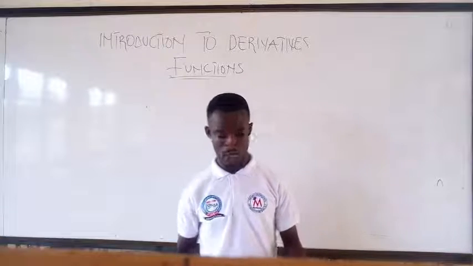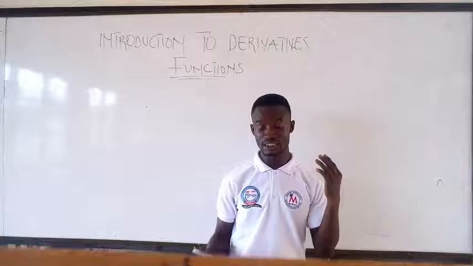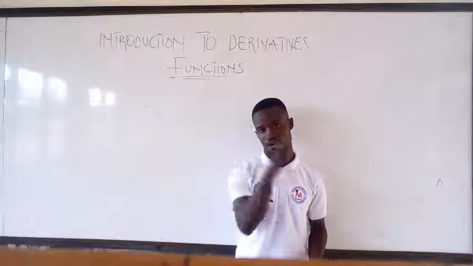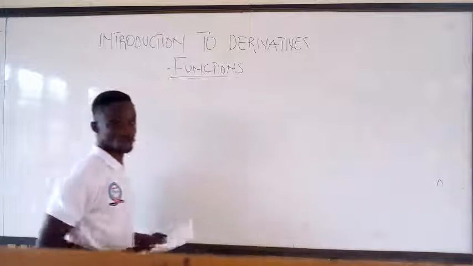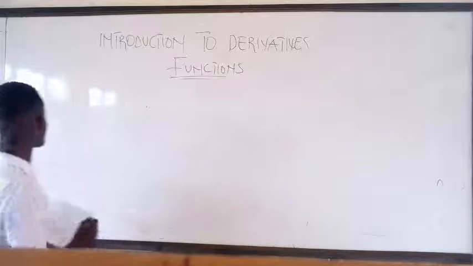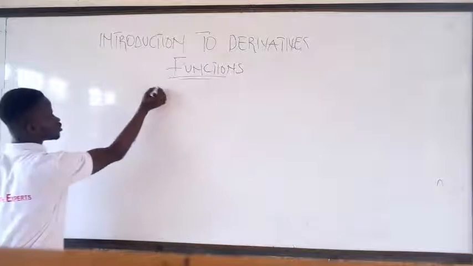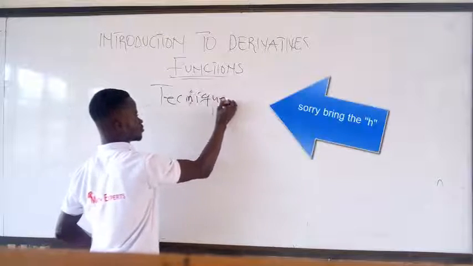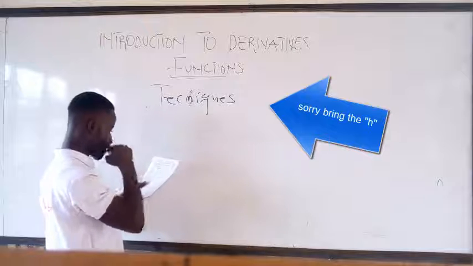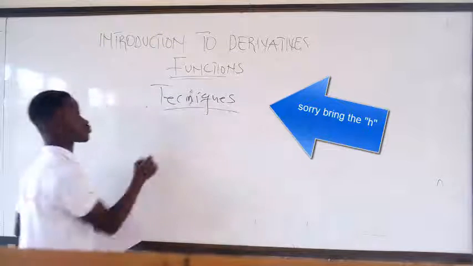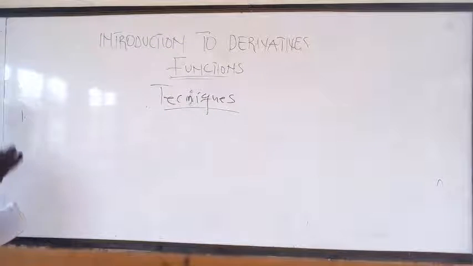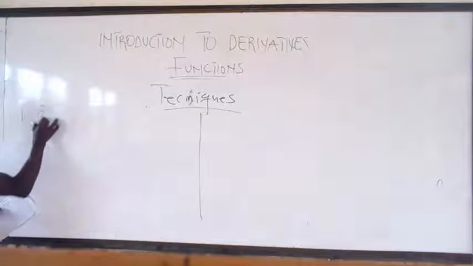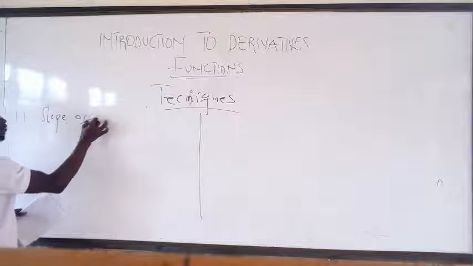Then later we go to the roots of differentiation. So let's go through. So we start with the first technique. So these are the techniques. Alright, so the first technique is slope of a constant.